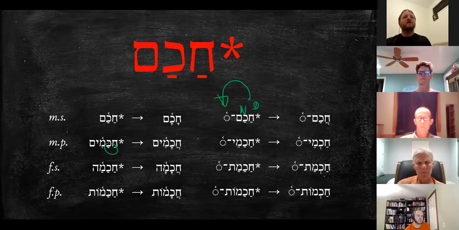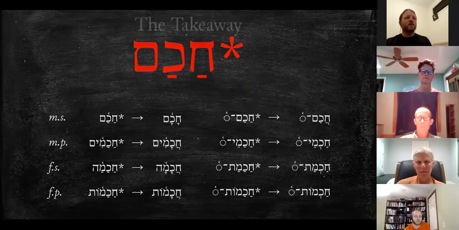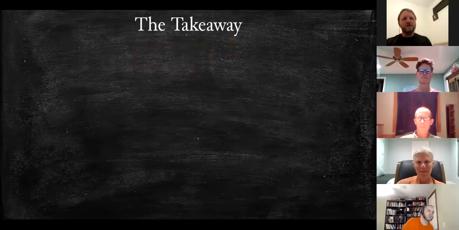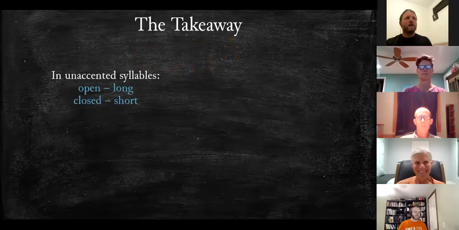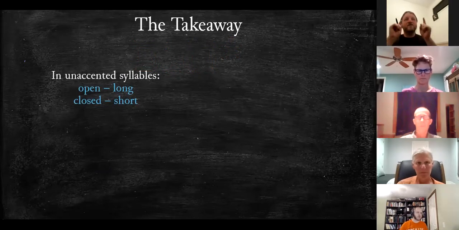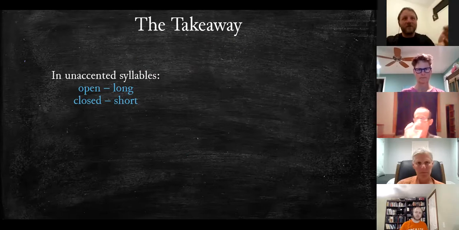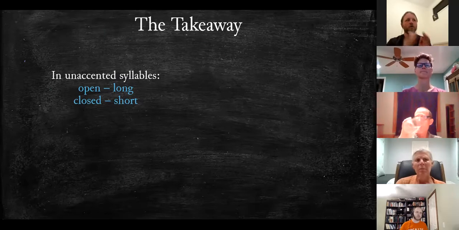Now you have an explanation for why all those vowels sit in different patterns. Something you probably never thought of before. I know that I certainly didn't. This is the takeaway. In unaccented syllables, open syllables take long vowels unless they're in the distant syllables, and then they reduce, right? And closed syllables take short vowels. Open long, closed short. Said it 100 times, and that's really important.